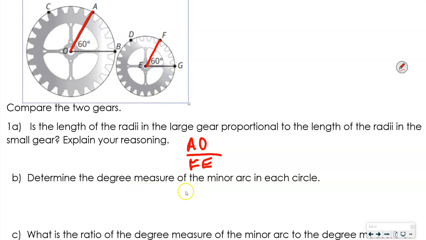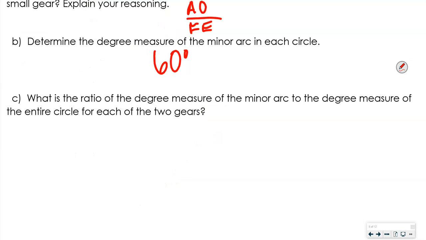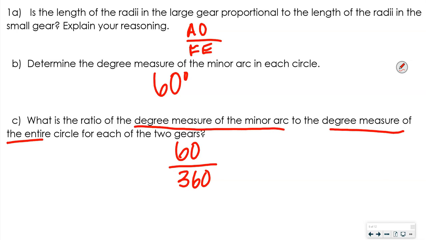And it says determine the degree measure of the minor arc in each circle. Well, the degree measure is 60 there and 60 here. That's what it is in both, right? 60 degrees. Okay, then it says what is the ratio of the degree measure of the minor arc to the degree measure of the entire circle? So to do that ratio, we're going to put 60 over 360. Again, what does it say? The degree measure of the minor arc, that was the 60, to the degree measure of the entire circle for both gears. Because remember, the entire circle for both gears is 360 degrees.